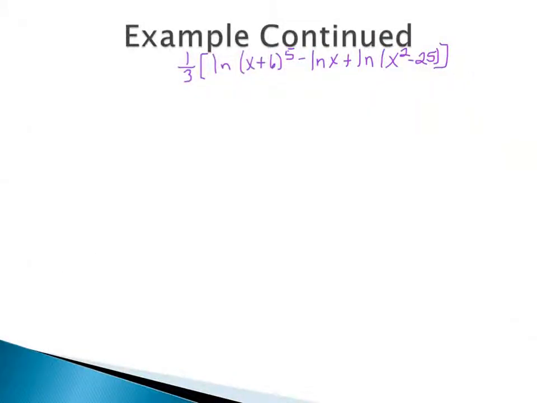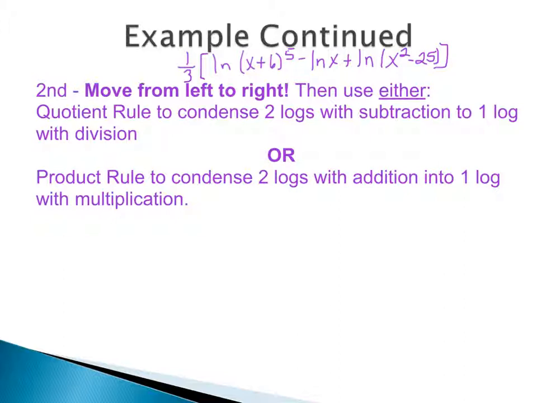Our next step is sort of a 2-part step. Essentially what we want to do is we need to look from left to right. So again, I'm still working inside of those square brackets, and we're going to use either our quotient rule to condense 2 logs with subtraction into 1 log with division, or we're going to use our product rule to condense 2 logs with addition into 1 log with multiplication.